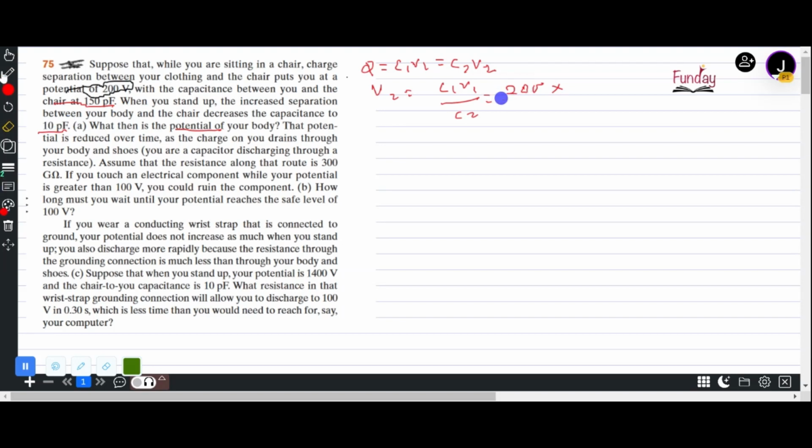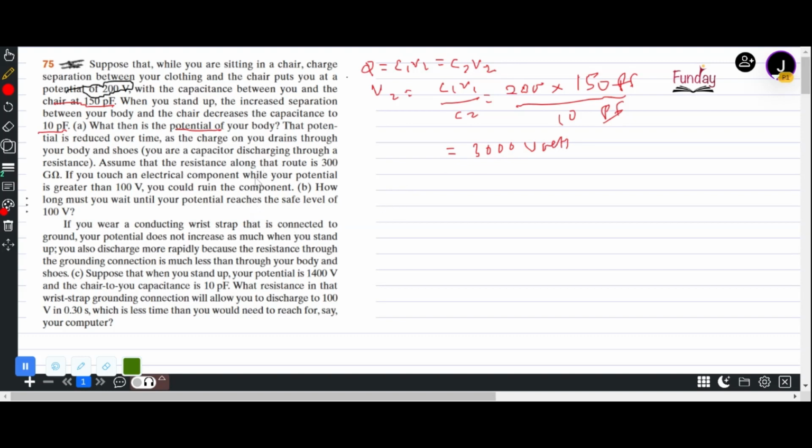Here what we'll do is we'll calculate the charge on the person, treating that as a capacitor. Now we know Q is equal to C1 V1 and that will be equal to C2 V2. Since the capacitance has reduced, the voltage has gone up. So V2 is C1 V1 by C2, that is 3000 volts. That was part A.